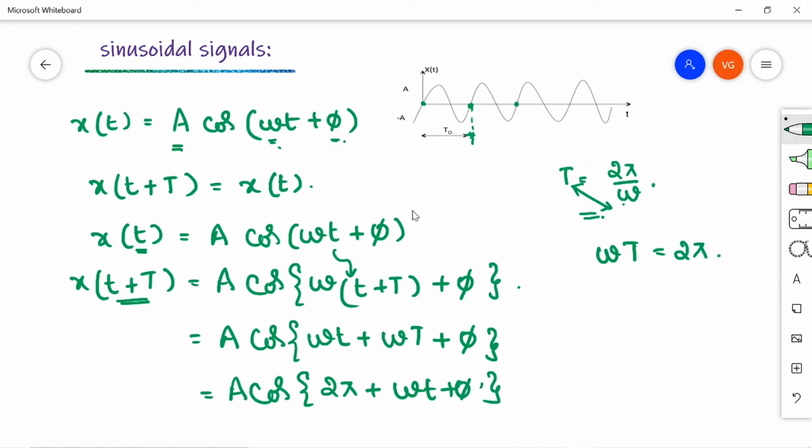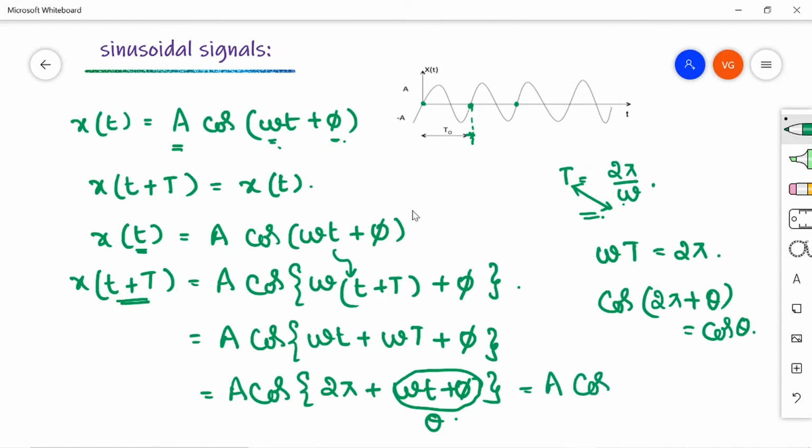I'll just consider this omega t plus phi as theta. What is this now? Cos of 2 pi plus theta, which is nothing but cos theta again. Right? So here theta is omega t plus phi. So this can be written as A cos of omega t plus phi, A cos theta, no? So that is nothing but A cos of omega t plus phi, which is nothing but your x of t signal again. So we can say a continuous time sinusoidal signal is always periodic with a period of 2 pi by omega.